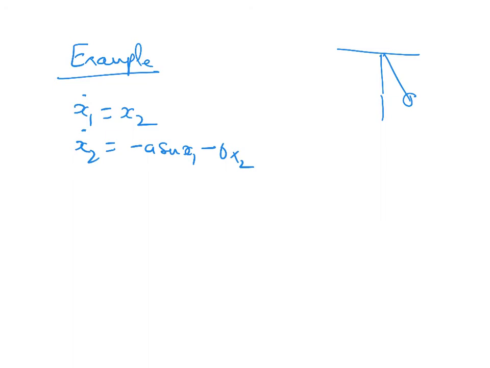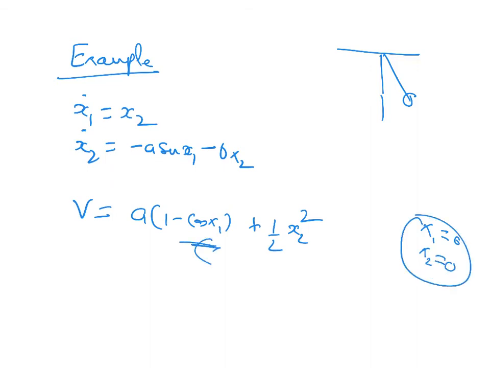Let's say we choose a Lyapunov function V equals a times (1 minus cos of x1) plus half x2 squared. So that's my Lyapunov candidate function. Is it positive definite? This is only 0 if x1 equals 0 and x2 equals 0, in other words, x equals 0. Otherwise it is always positive. At x1 equals 0, the cosine is 1, so this becomes 0, and then x2 equals 0, but there is no other way you can make it 0. Otherwise it is always positive, but it is not radially unbounded because of this cos of x1.